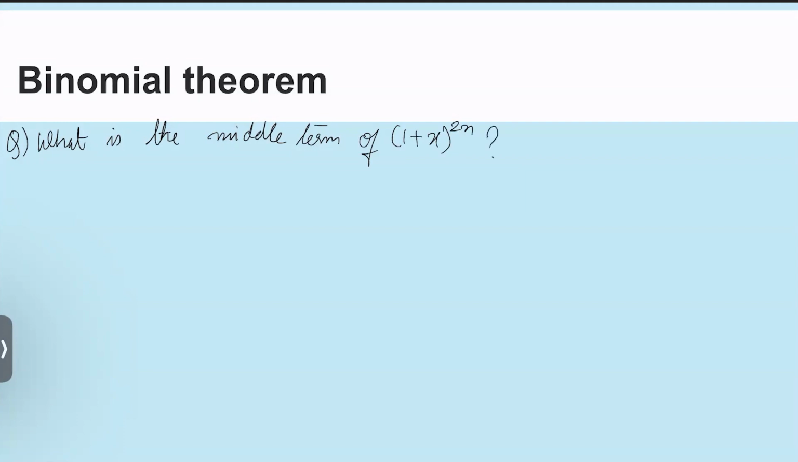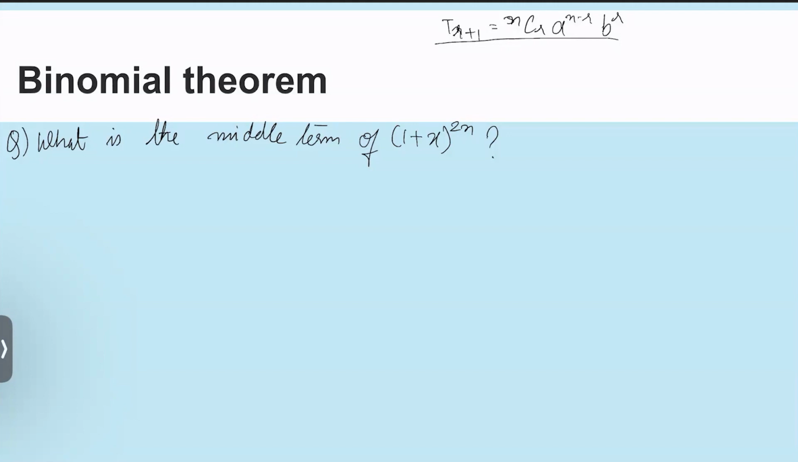So we have seen that for any general term, T(r+1), what we have is nCr a^(n-r) b^r. Okay, so this is something that we know. Now, this is for a general term. What would we get if, suppose, we need to find the middle term?